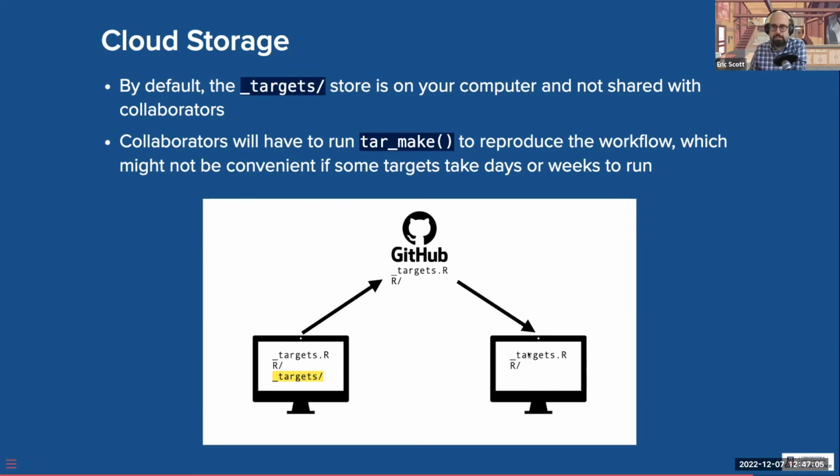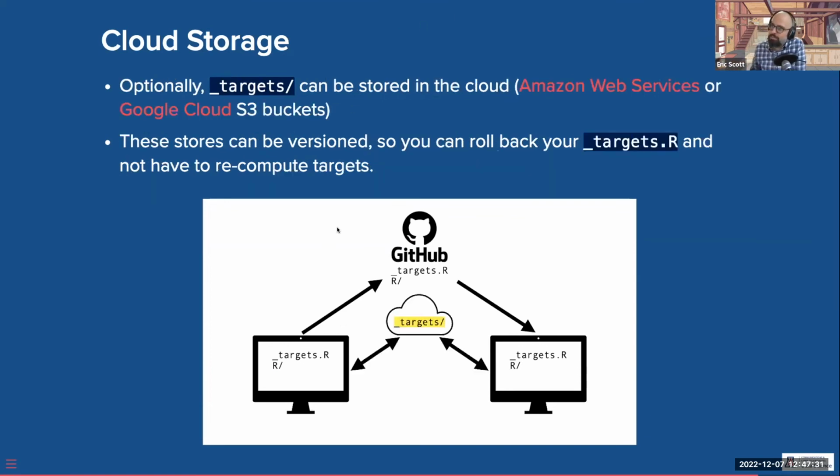Now, most of the time that's fine because they can run the pipeline, right? And they should be able to reproduce your analysis just by running tar make. But what if one of those targets took a week to run and your collaborator just wants to get up to speed quickly and be able to contribute to this project? And this is a real situation that I've had. Well, Targets offers the option to store the targets folder in the cloud. And it can use either Amazon Web Services or Google Cloud to do this. And then that target store is never actually stored on your local computer.